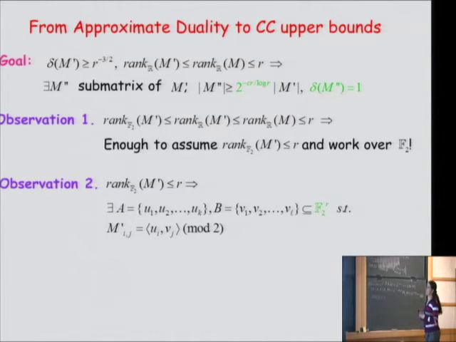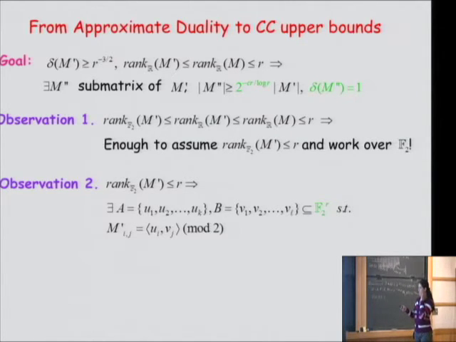And our second observation is that if a matrix M prime has rank at most R over F2, actually this works over any field, then there exist collections of vectors U1 to UK and V1 to VL, which are subsets of F2 to the R, such that the IJ entry of M prime is the inner product between UI and VJ. There are many ways to see this. For example, it's a consequence of the fact that every matrix of rank R can be written as the sum of R matrices of rank 1.